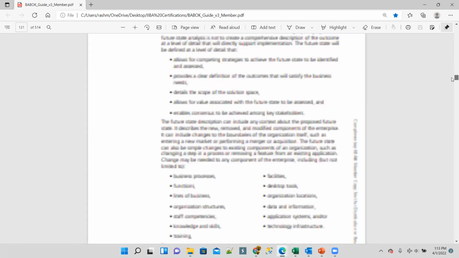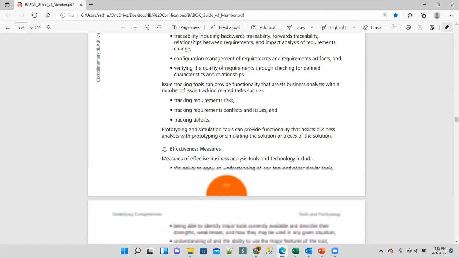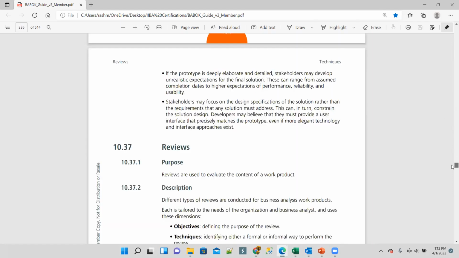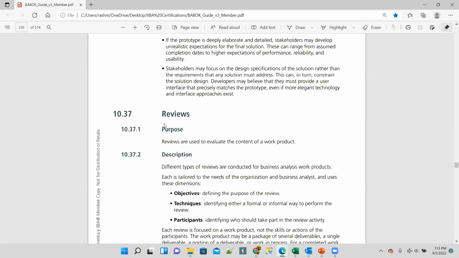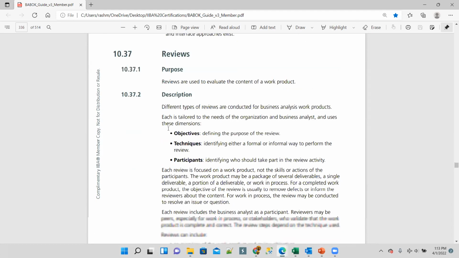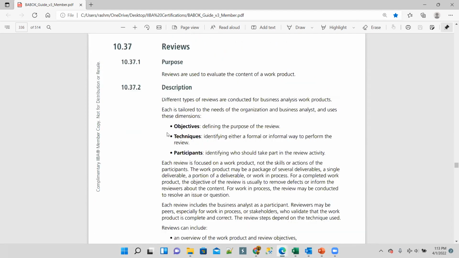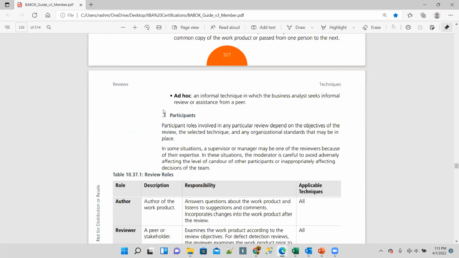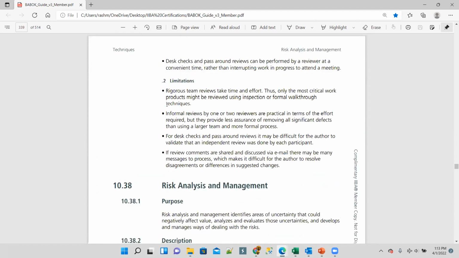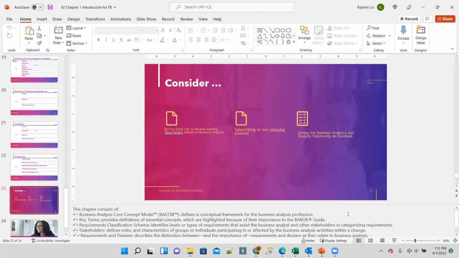Now, let me take you to another example here. So if we go to the chapter that covers techniques, chapter 10. As an example, reviews is a technique. The way it's structured is purpose, description, elements, and then it goes down to usage considerations. Okay, so those are the sorts of structures that you want to keep in mind as you're reading through the BABOK guide. So I hope this has been helpful.